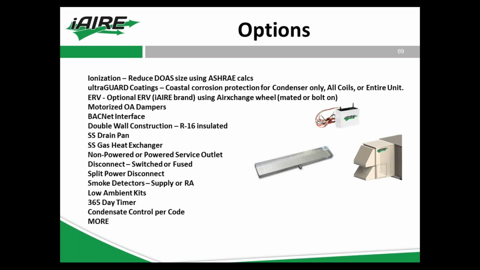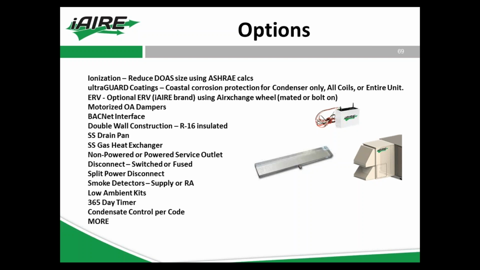Some of the other options that are available on these ultraDRYs, they have a lot of different options. So ionization, which in a lot of areas you're able to reduce the amount of air provided to the space by cleaning it first with ionization. They also do all sorts of coatings. We don't get that a lot here in Chicago, but for some of our design engineers that may work in other states on the coast, they do coil coatings and full unit coatings. They do ERVs, both mated, standalone, bolt-on with no feet, bolt-on with feet. So there's a lot of different ERV options. And then some of the smaller things, motorized dampers, BACnet interface.